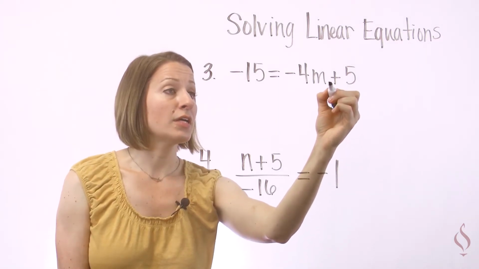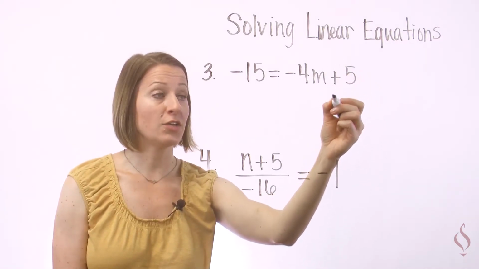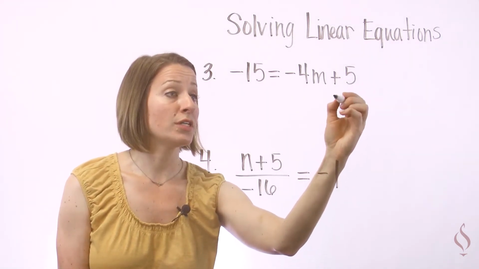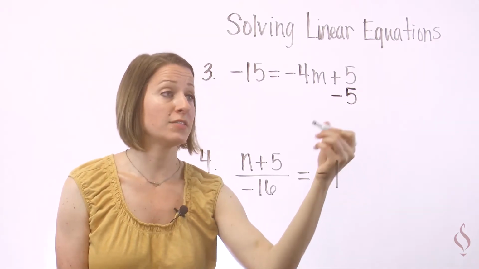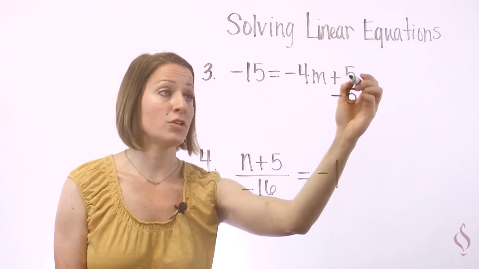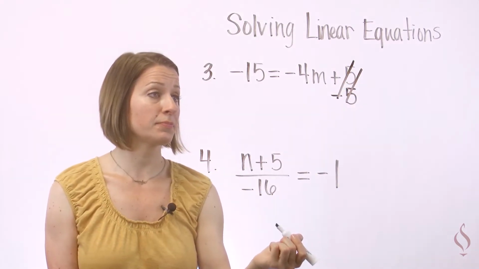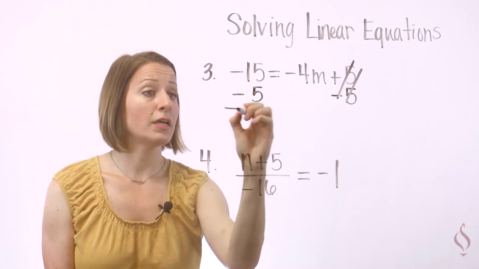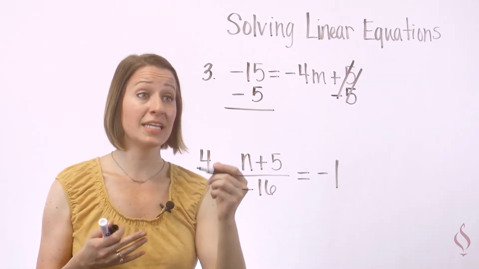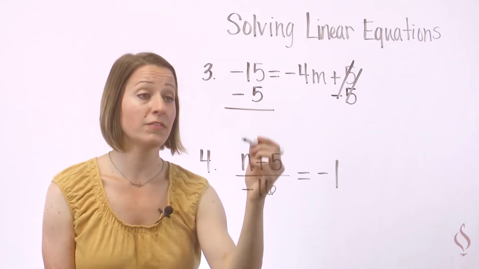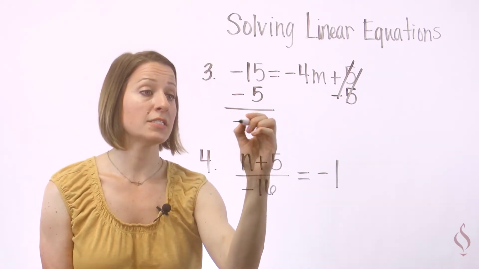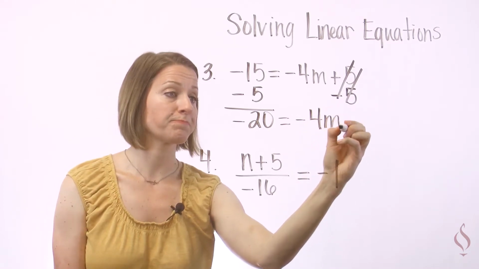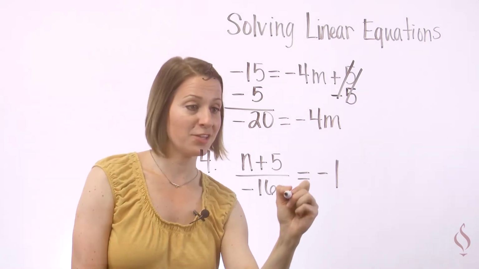Right here, this was a plus 5, and if we want that plus 5 to disappear, we're going to subtract 5, because 5 minus 5 is 0. You can actually cross this completely out. Because it's an equal equation, we're going to have to do the same thing over here. Now I want you to be careful with these negative numbers. So this is negative 15 minus 5. It means we're going lower. So it's a negative 20 equals negative 4m.